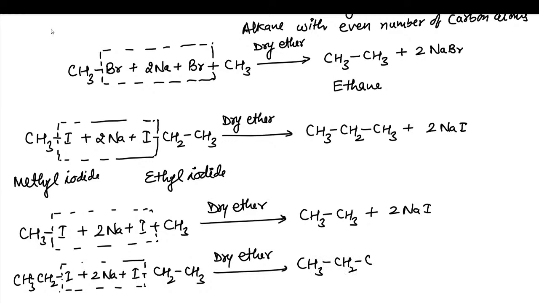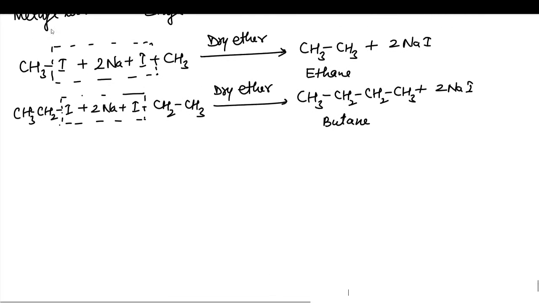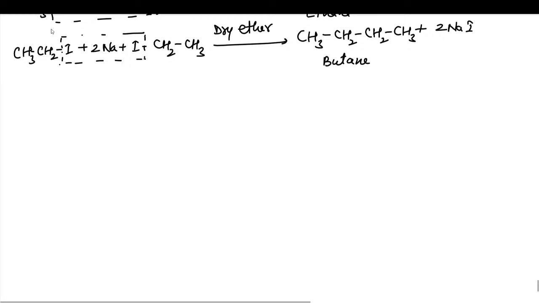So we get these many products, 3 alkanes. Rather than getting a single product, 1 alkane, we get 3 products: propane, ethane, butane. We are attempting to prepare propane, but along with that we get ethane and butane as well, and their boiling points are so close that they cannot be separated even by fractional distillation.